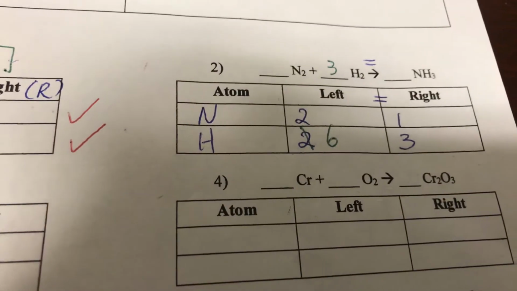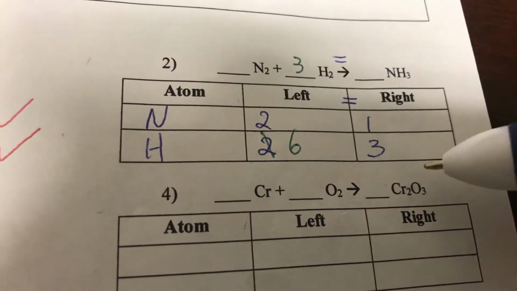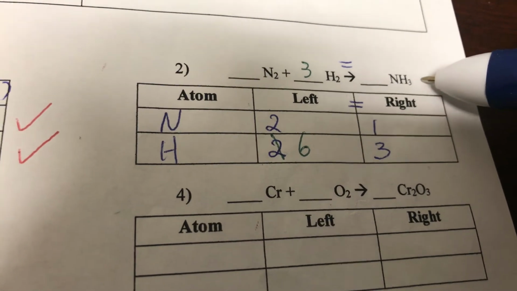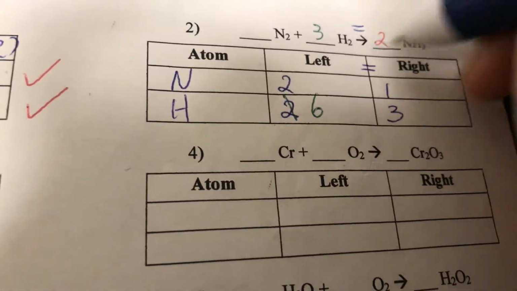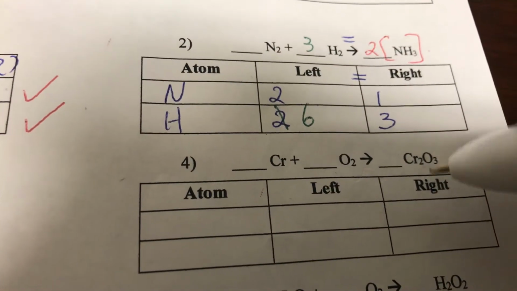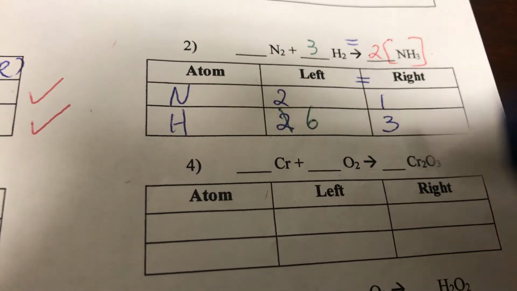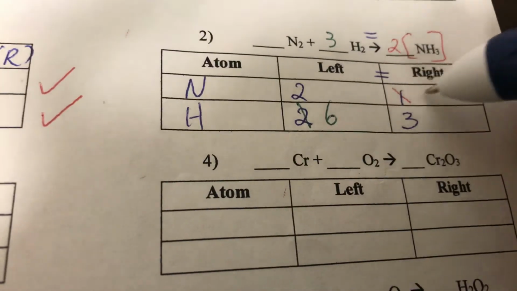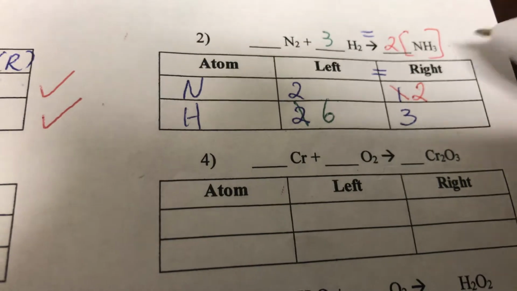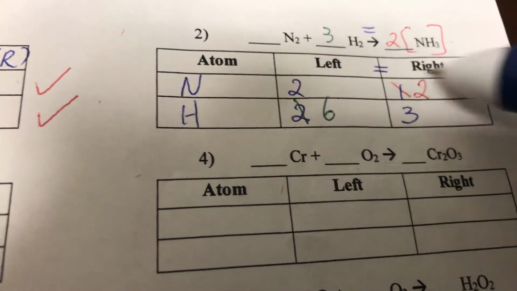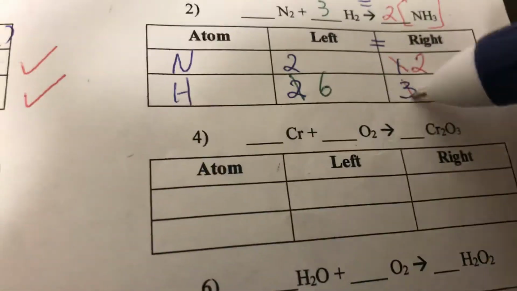Okay? And then red pen. On the right-hand side, I also want to make the hydrogen 6. So now it's 3, so how can I make it 6? I multiply this by 2 and put a bracket because this is a compound. Now, when I put the 2 in there, I'm not just changing the hydrogen, I'm changing the whole thing. I'm changing the nitrogen. Instead of 1, I make it 2. And I'm changing the hydrogen from 3 to 6. 2 times 3 is 6.